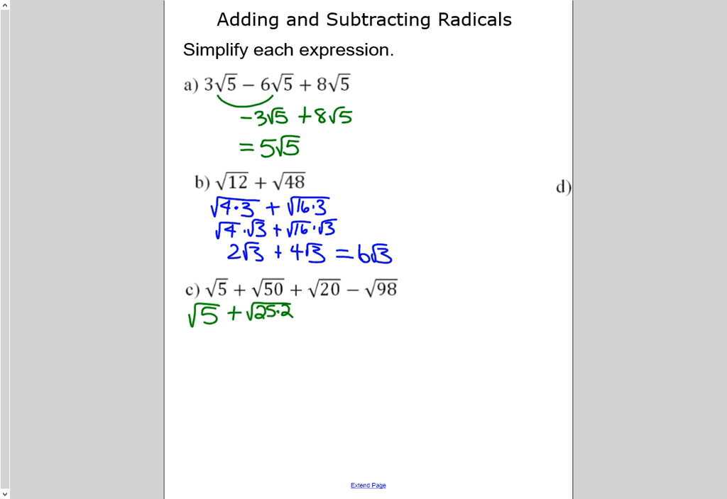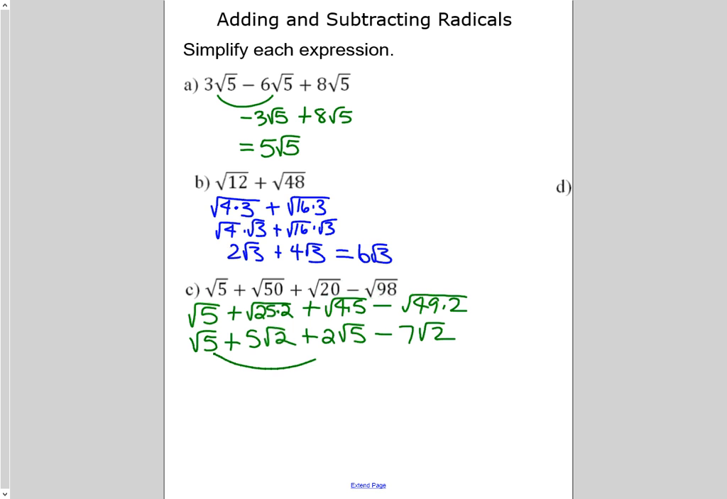25 times 2 is 50. 20 is going to be the same thing as 4 times 5. And 98 is the same thing as 49 times 2. So look at that. So square root of 5 plus the square root of 25, which is 5, and then root 2 stays. Square root of 4 is 2, root 5 stays. Square root of 49 is 7, and root 2 stays.